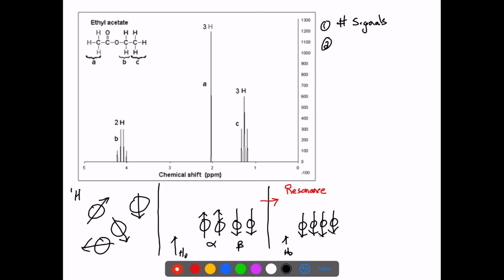Number 2, we get integration. That gives us the number of hydrogens under each peak. Again, this one we've written that on top, 3, 3, and 2. And again, those all correspond to A has 3, B has 2, and C has 3. We can get chemical shift.